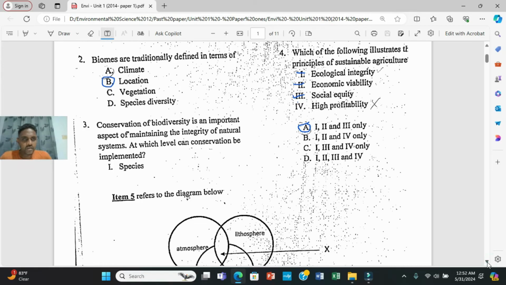Number 4, which of the following illustrates the principle of sustainable agriculture? Of course, guys, the answer is A, 1, 2, and 3. 1, ecological integrity, 2, economic viability, and 3, social equity.